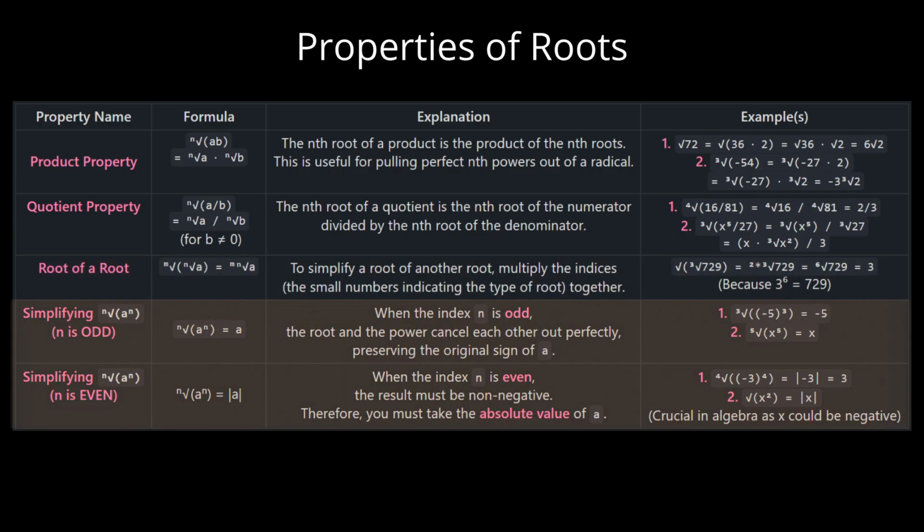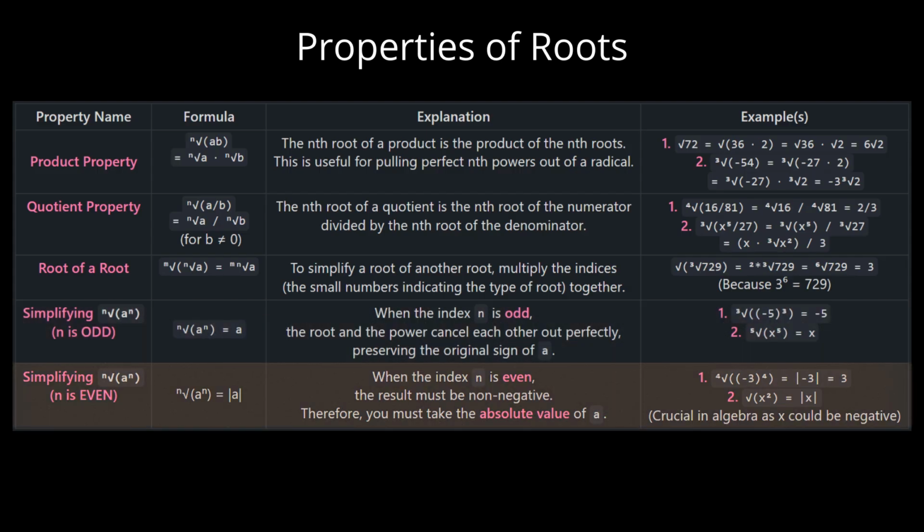All right, these next two rules look similar, but they have one crucial difference. It all depends on whether the index, n, is odd or even. First, when the index n is odd, the root and the power cancel each other out perfectly. The cube root of -5 cubed is simply -5. The sign stays exactly the same.